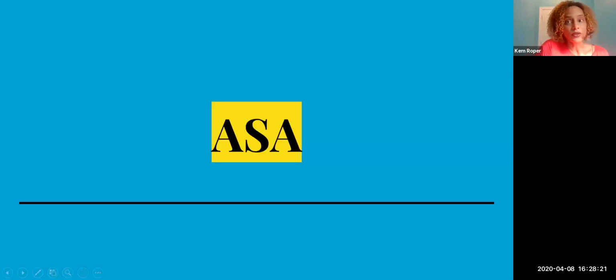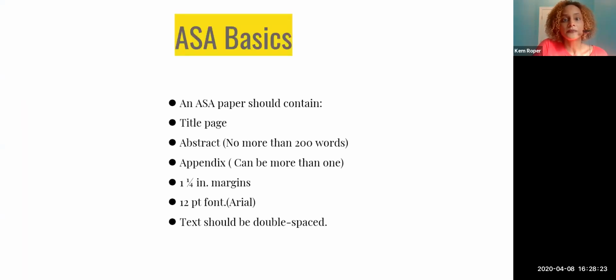So ASA is our final documentation style that we will look at. Again, you will see many similarities and overlap between these different styles. The basics of ASA is that you should have a title page, an abstract of no more than 200 words. You would have an appendix, and there can be more than one. Your margins are 1 1/4 inch. Your font is Arial and 12 point. And again, the entire text should be double spaced.